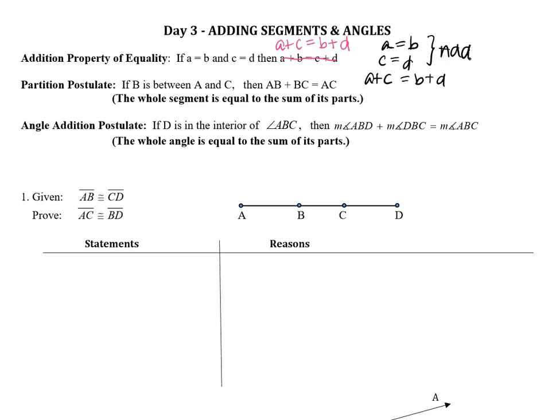We have the partition postulate, which is the whole is equal to the sum of its parts, which we've used in Unit 1 and in other units. And the angle addition postulate, which says that we can add angles together, which is another idea of the whole angle is equal to the sum of its parts.